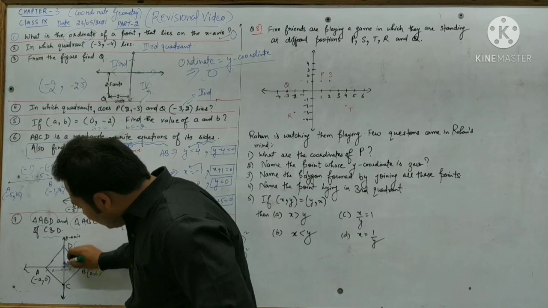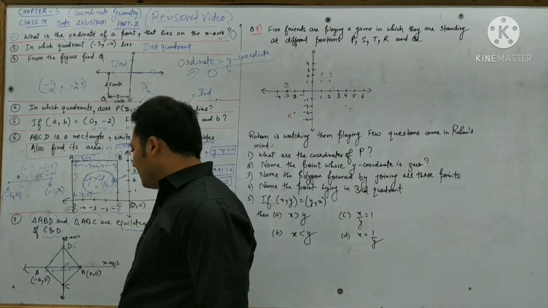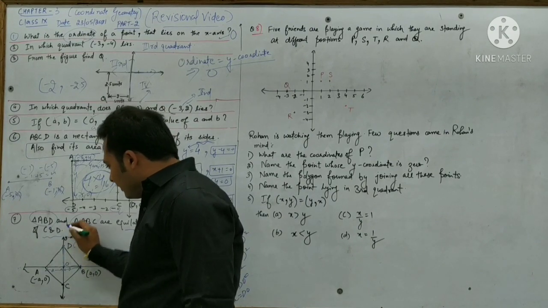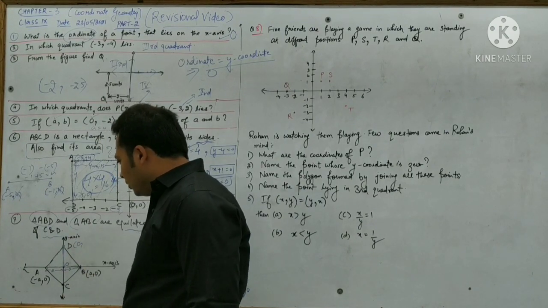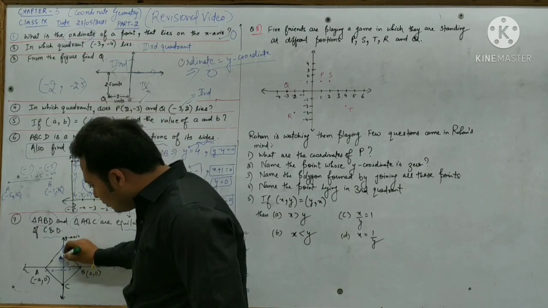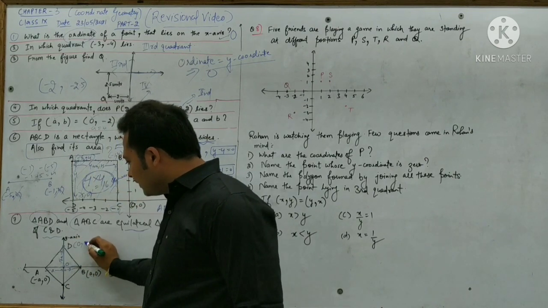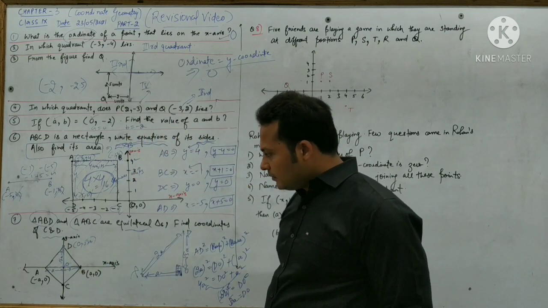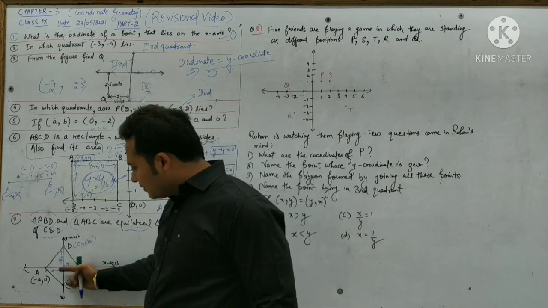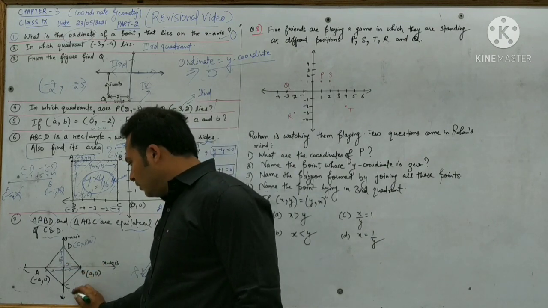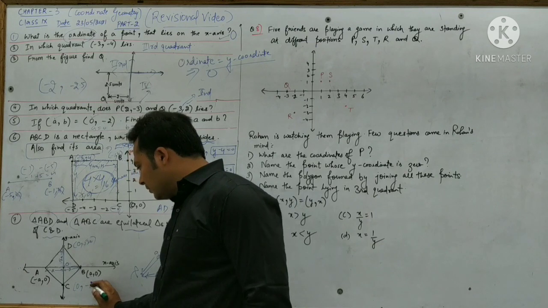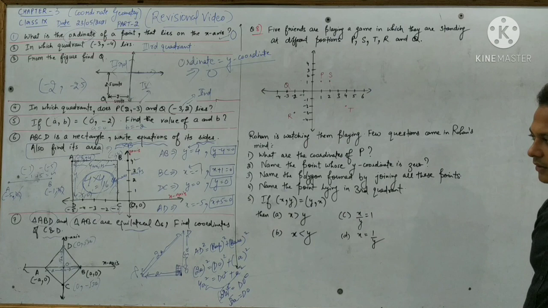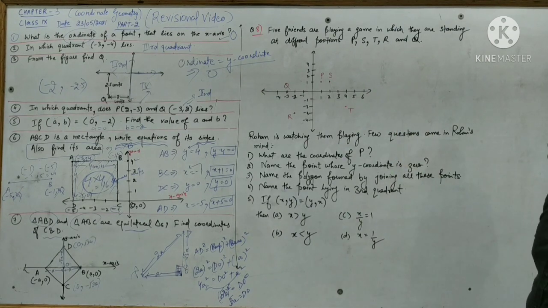Now calculate this D coordinate. See, OD is the perpendicular distance from origin. So the point that will lie on y-axis has its abscissa 0 and this perpendicular distance is root of 3A. Therefore this will be 0 comma root 3A. Okay, same distance will be of OC. So the value of C will be 0 comma minus root 3A. Is this clear?